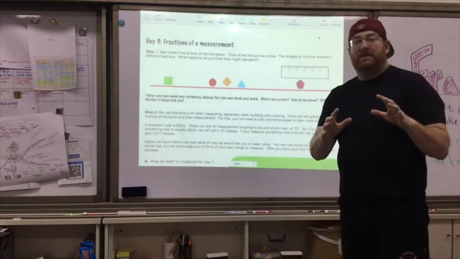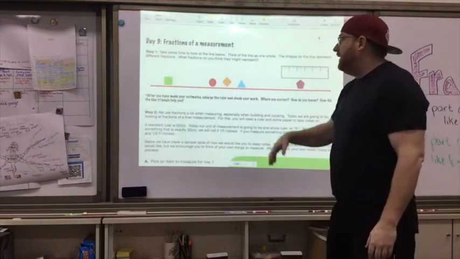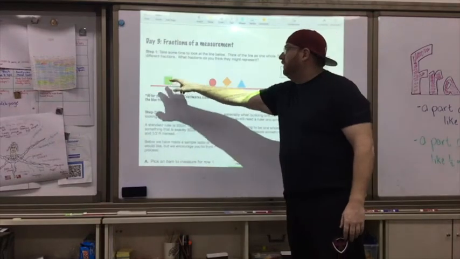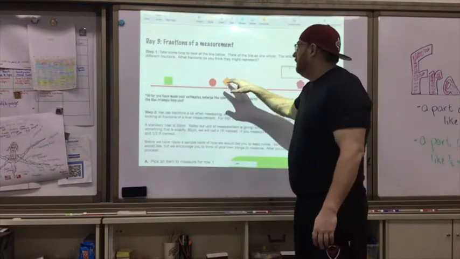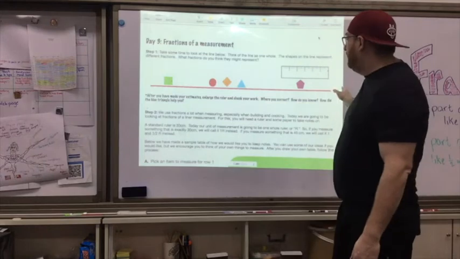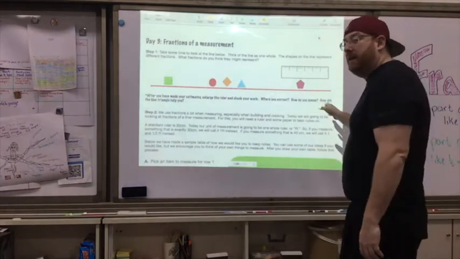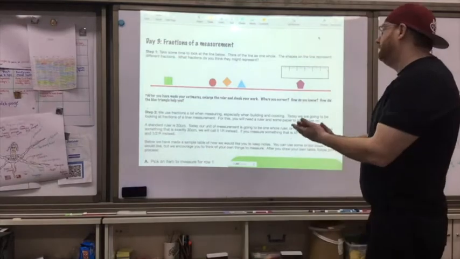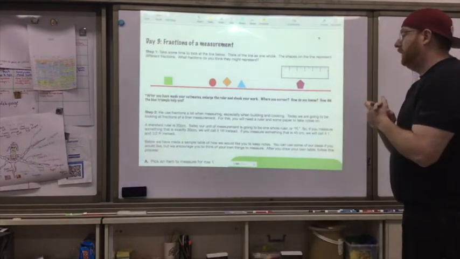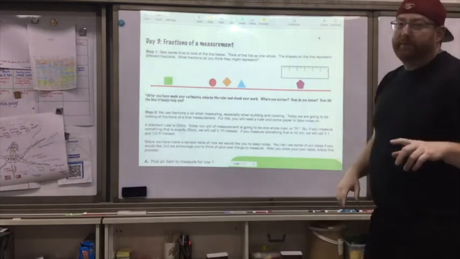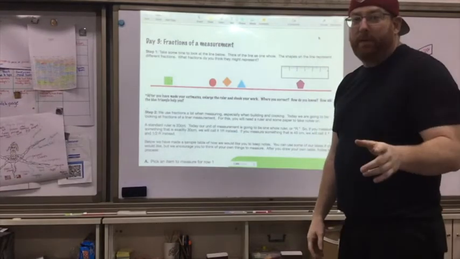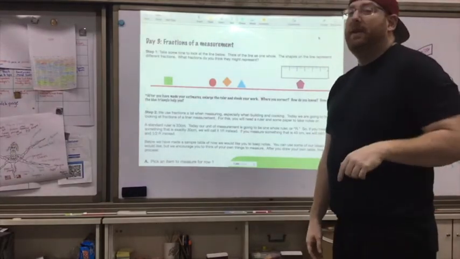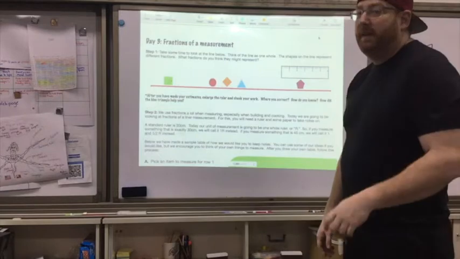I want you to take a second, pause the video if you need, and write down a couple of estimates about what you think the fraction would be that represents how far along this line each shape is. I'll give you a second. Great. Now, if you need more time, go ahead and pause the video. If not, just jump in and figure out some of the answers.